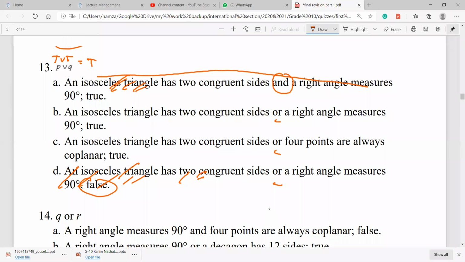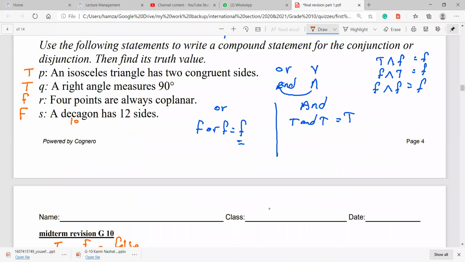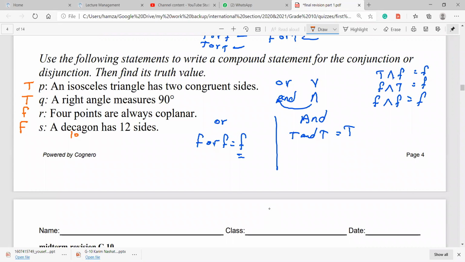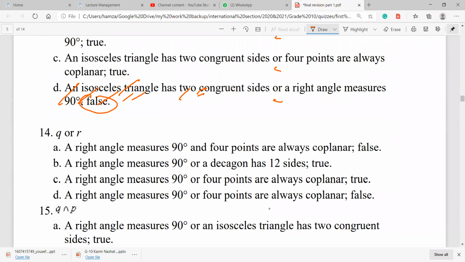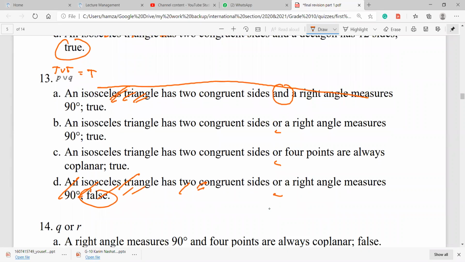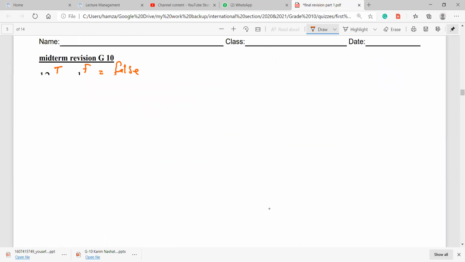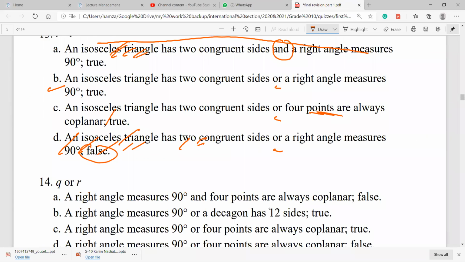Okay, so what is the statement P and Q? We wanted to join between isosceles and right angle. Let's go back. An isosceles triangle has two congruent sides, or a right angle measures 90. That's right. An isosceles triangle has two congruent sides. 4 points, no, 4 points is not Q. 4 points is R. So this statement is wrong. So my choice will be choice B.